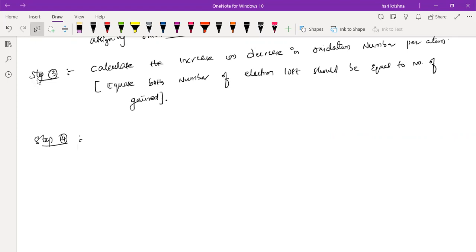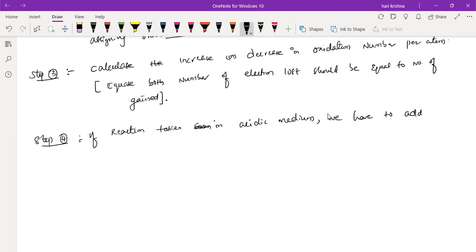Suppose the reaction is taken in acidic medium, we have to add H plus ions to balance the hydrogen atoms.